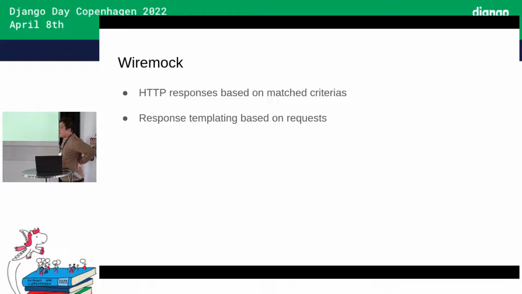You can template the responses based on the requests, which means that if you send, for example, an argument on the request, you can move that argument back to the body of the response. For example, if you are creating a user, you can fake that you send the username, and then you are going to get back the username. Maybe your code requires this kind of behavior.